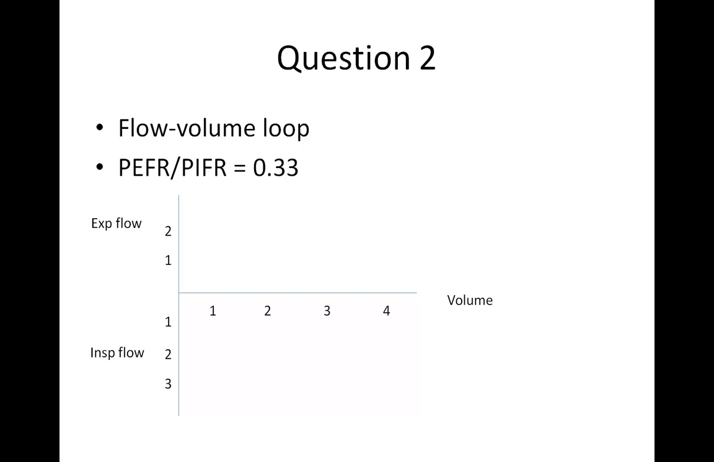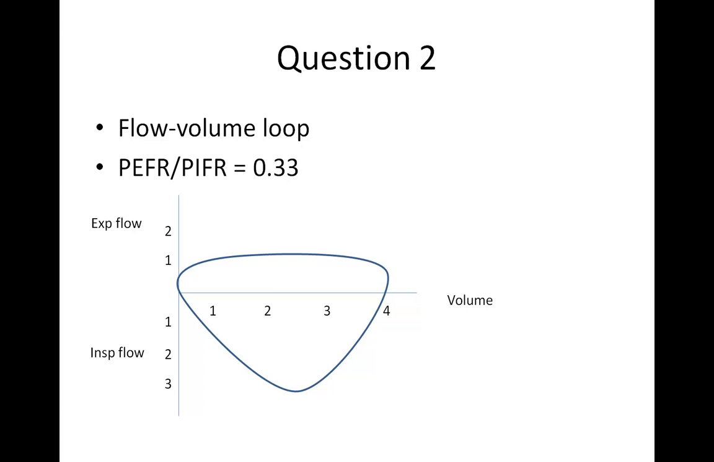So you've got to be able to put the axes together. We've got volume on the x-axis, and I wanted you to try to scale it, so I've got my 1, 2, 3, and 4 liter volume measurements. Expiratory flow, obviously, is on top, like we always have, and inspiratory flow is on the bottom. Your graph should look something like that, and this is what I did on PowerPoint. We've got a peak expiratory flow of 1, peak inspiratory flow of 3. Calculate out that ratio, and sure enough, the peak expiratory flow is 1/3 of the inspiratory flow.